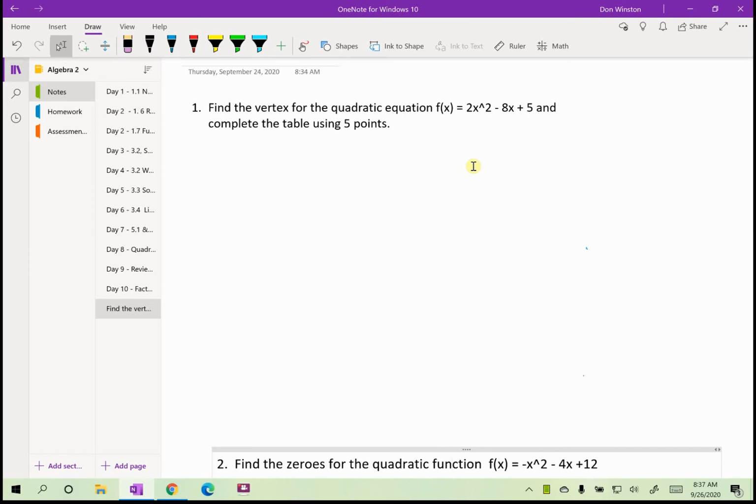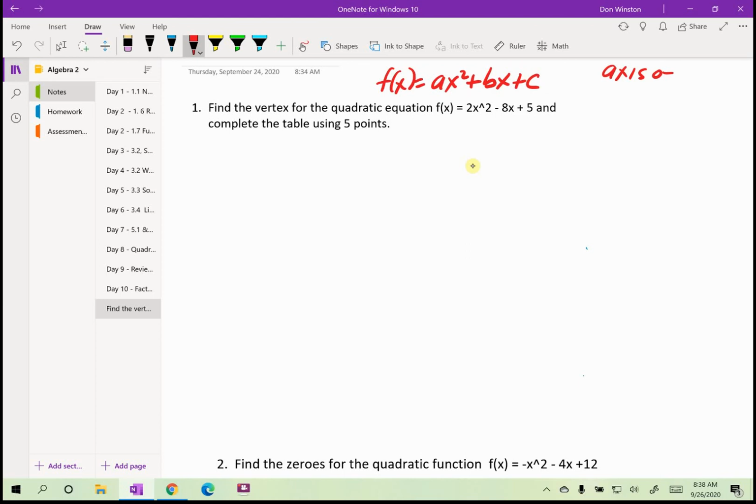So here's number one. We want to find the vertex for the quadratic equation f of x is equal to 2x squared minus 8x plus 5. In order to find a vertex, we need to find the axis of symmetry. So in standard form, f of x equals ax squared plus bx plus c. And the axis of symmetry is x equals negative b over 2a. That's where the line cuts the parabola in half.